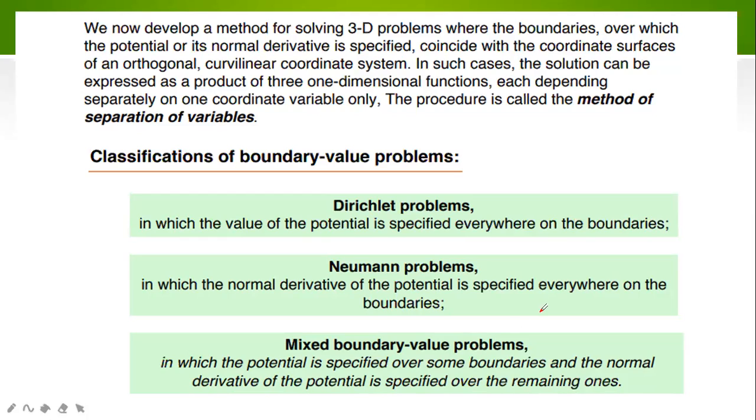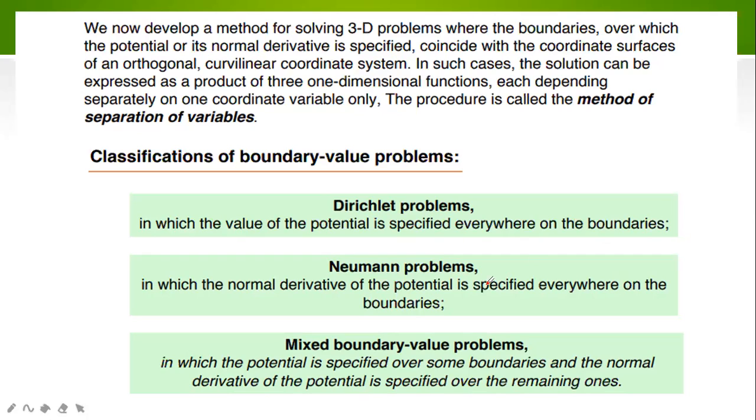The first one is the Dirichlet problem. What is the Dirichlet problem? It is the one in which the value of potential is specified everywhere on the boundaries. We have to calculate the specific potential everywhere on the boundary. Like if I set one boundary at x equal to a, a is my first boundary. So firstly, I'll calculate the potential at x equals a. Then I can move ahead. This is the first boundary value problem.